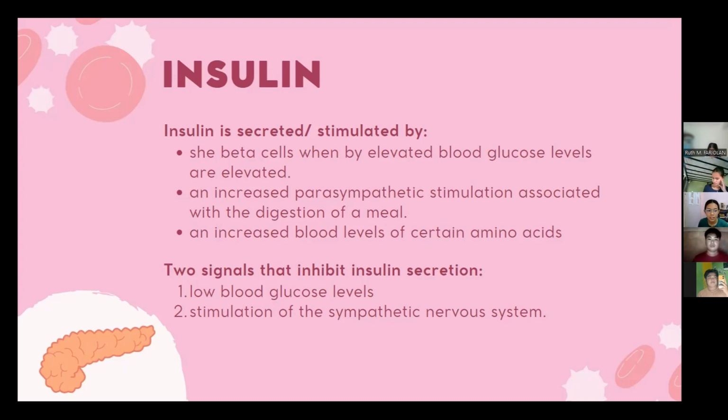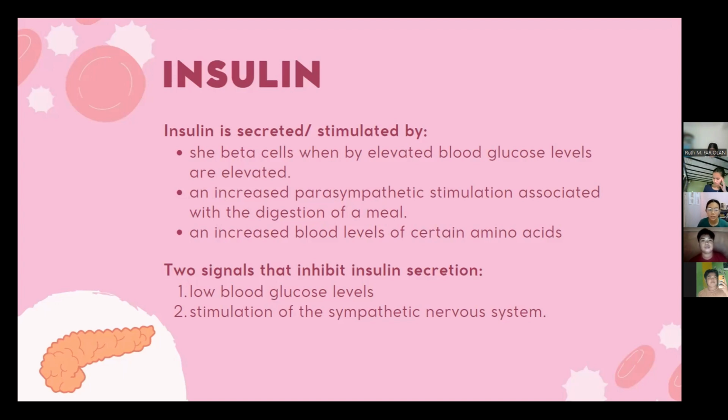So, the insulin is also secreted or stimulated by increased blood levels of certain amino acids. So, in addition to glucose, insulin secretion is also influenced by elevated levels of specific amino acids in the bloodstream. Amino acids are the building blocks of proteins, and insulin's response to increased amino acids supports the uptake of these essential components for protein synthesis.